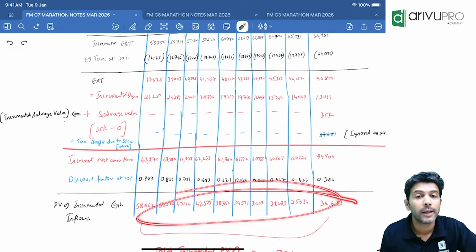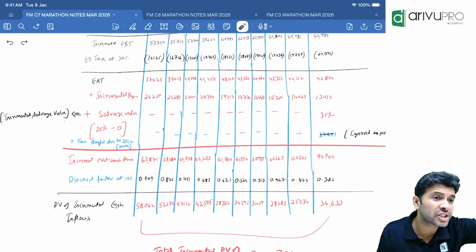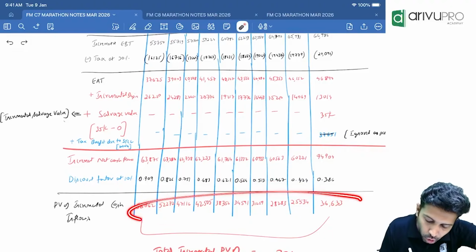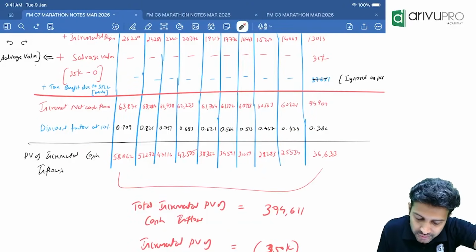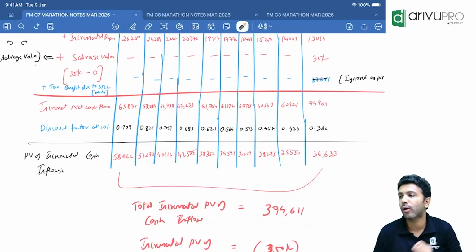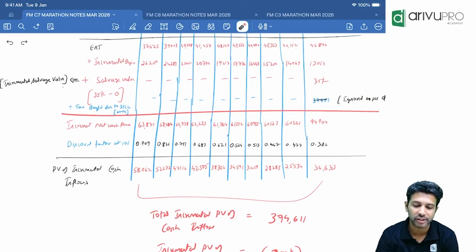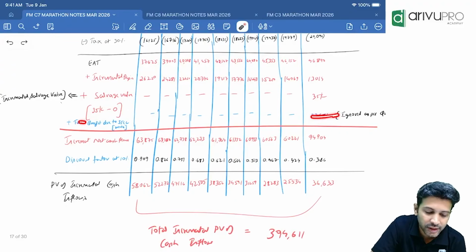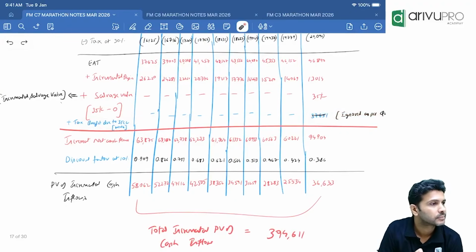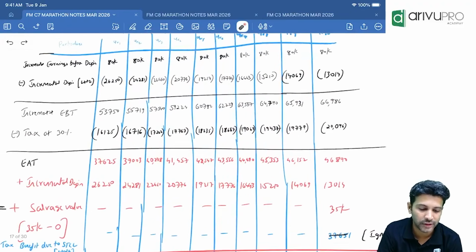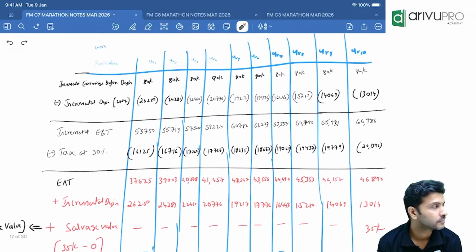What are you going to get? Present value of cash inflows. Adding all this, you'll get the total present value of cash inflow as 394,611. I'll give you a minute. Just observe, ask me. Don't worry about this data. I will explain it to you later. Other than that, if you have any doubts or if you need some processing time, I will wait.